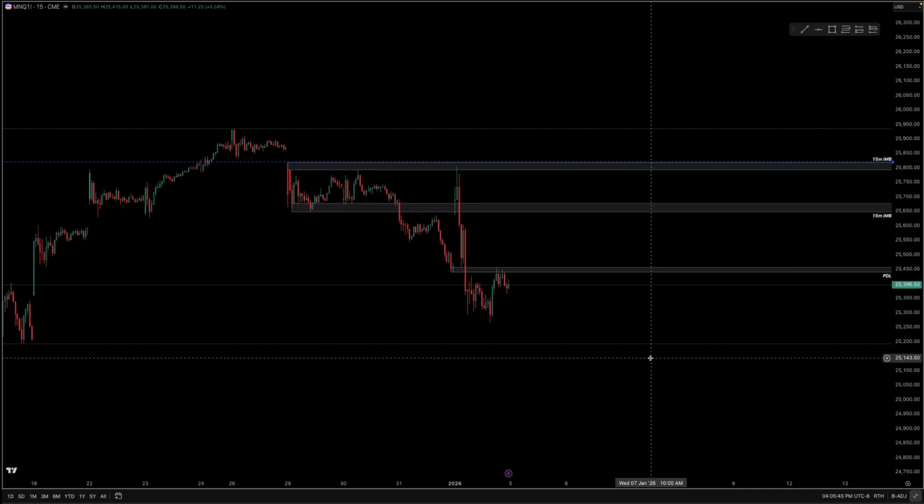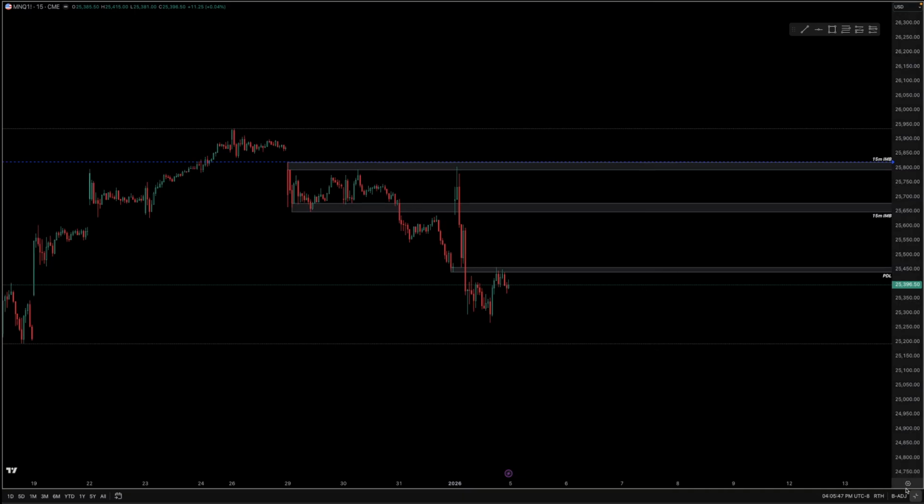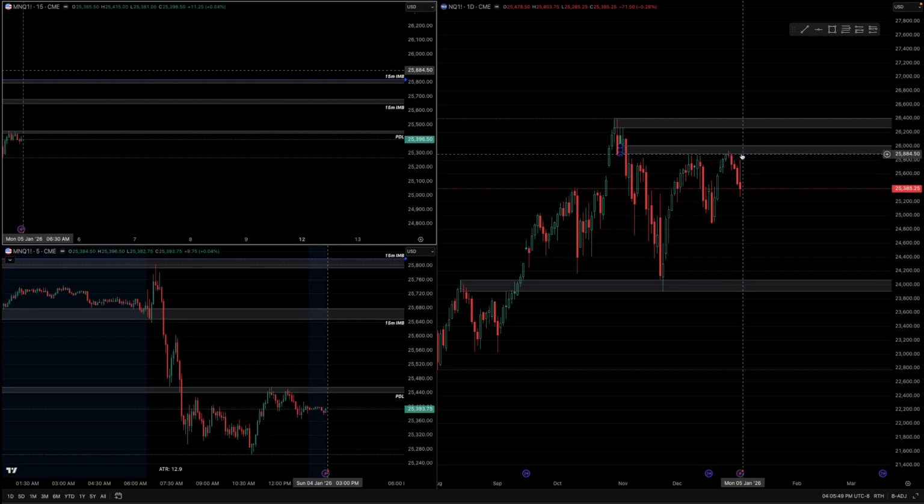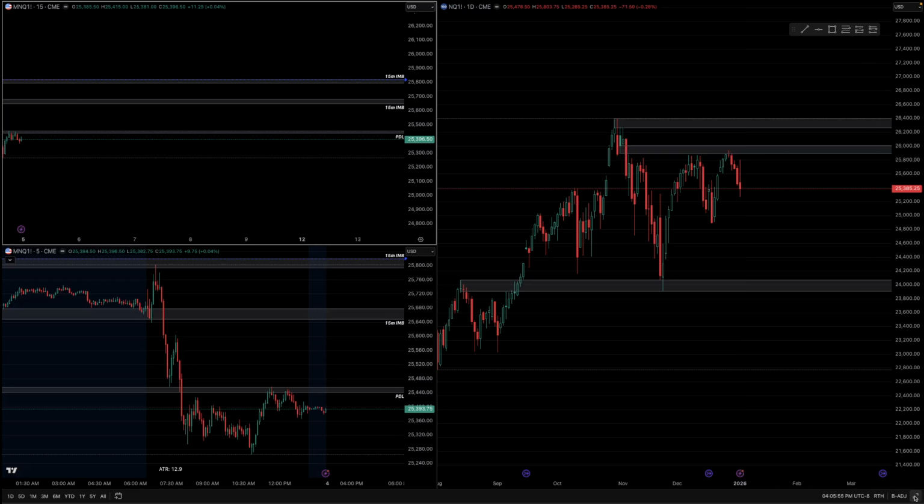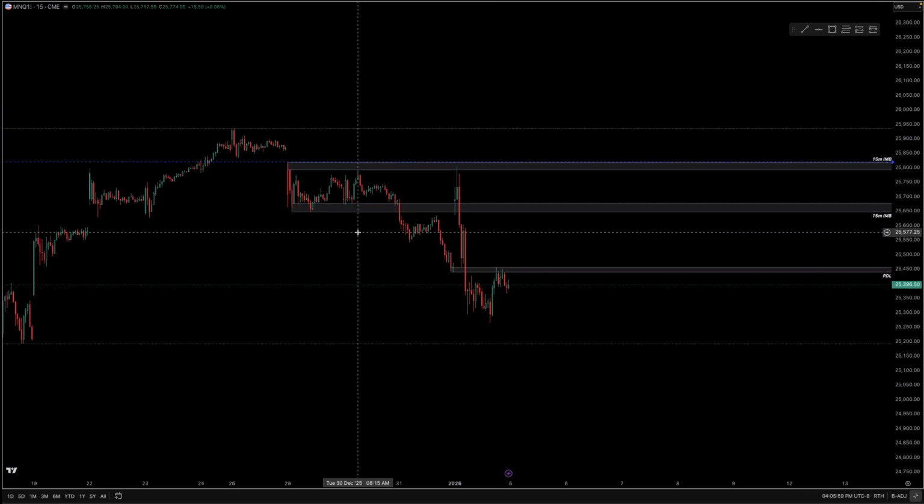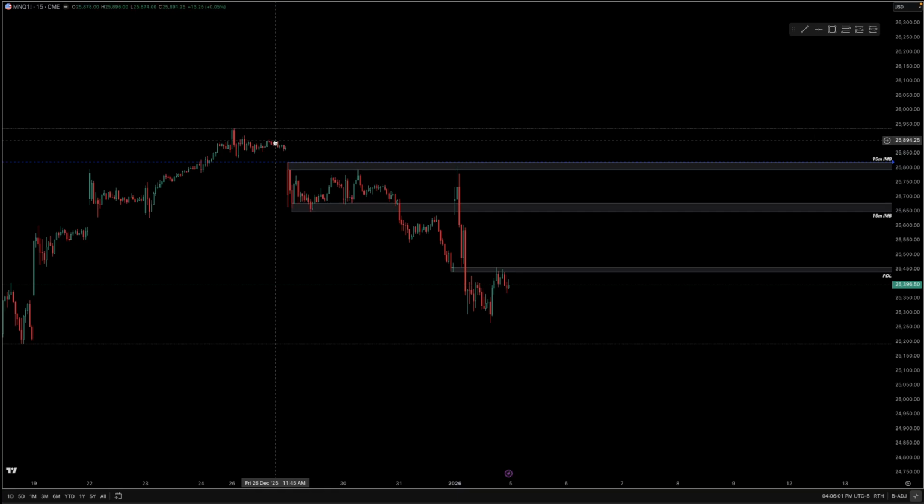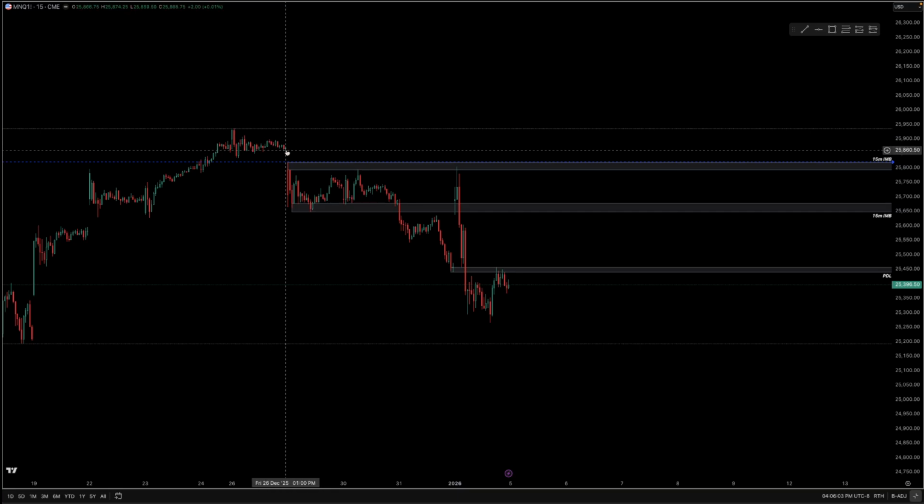Here, I want to highlight how all of these same concepts apply, right? On the NASDAQ daily, supply was 25,875. So we go to this 15-minute time frame. We understand where was supply? 25,875 up here. This was the gap that was created from the move higher.